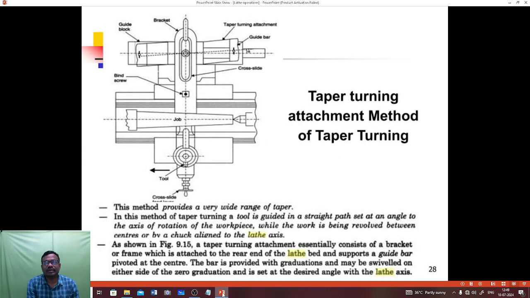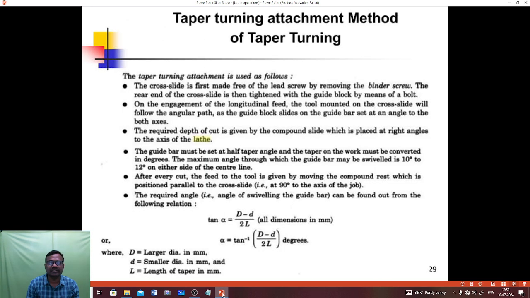The figure shows the taper turning attachment method of taper turning. This method provides a very wide range of taper. In this method of taper turning, a tool is guided in a straight path set at an angle to the axis of rotation of the workpiece, while the work is being revolved between centers or by a chuck aligned to the lathe axis. As shown in the figure, a taper turning attachment essentially consists of a bracket or frame which is attached to the rear end of the lathe bed and supports a guide bar pivoted at the center. The bar is provided with graduations and may be swiveled on either side of the zero graduation and is set at the desired angle with the lathe axis.